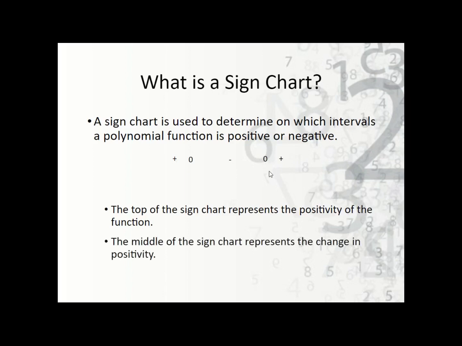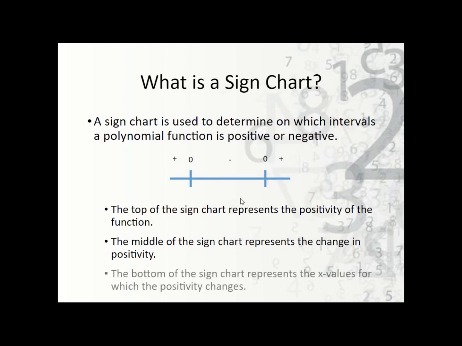The middle of the sign chart represents the change in positivity, so it's just this little graph. It almost looks like a number line. And then we're going to put lines here to represent the x-intercepts. And the bottom represents the values. So where did these occur?